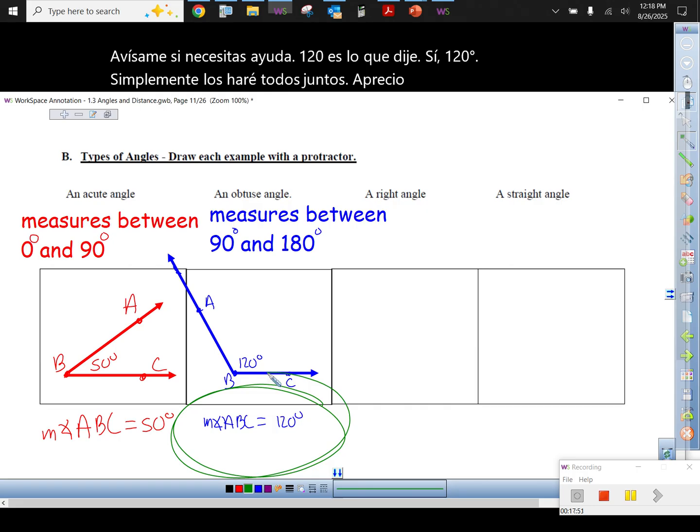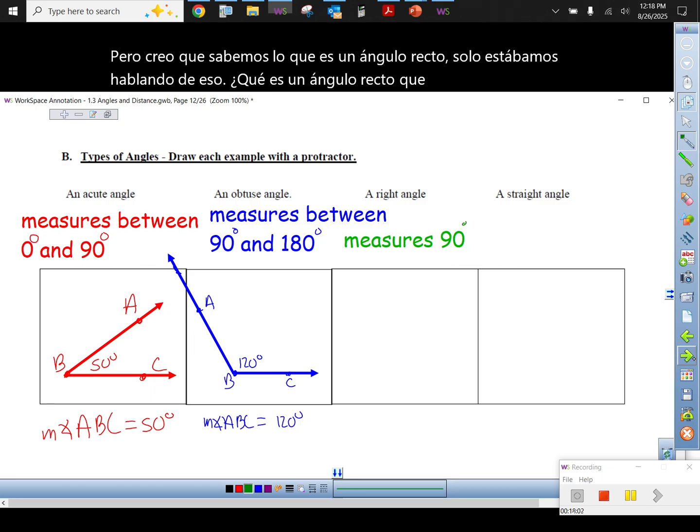But I think we know what a right angle is. We were just talking about it. What is a right angle? It measures exactly 90. So I'll let you draw that next. It measures 90 degrees. Draw a right angle. Slow me down if I'm going too fast, guys.